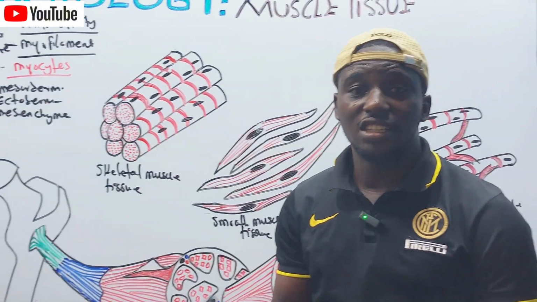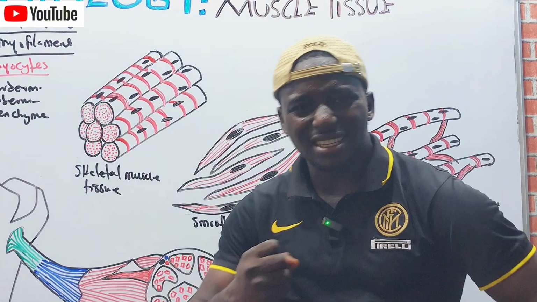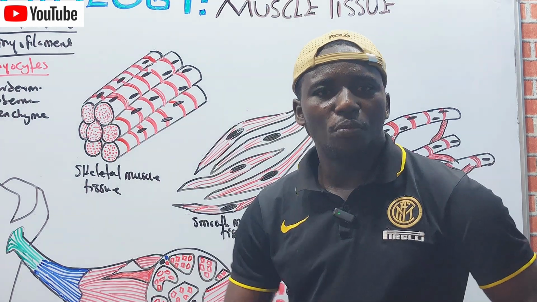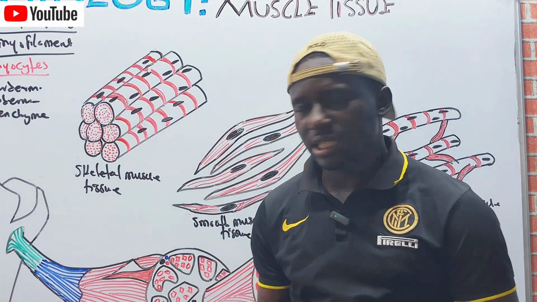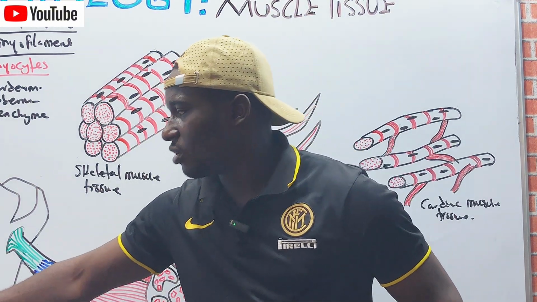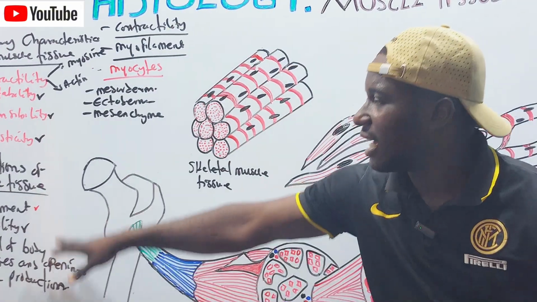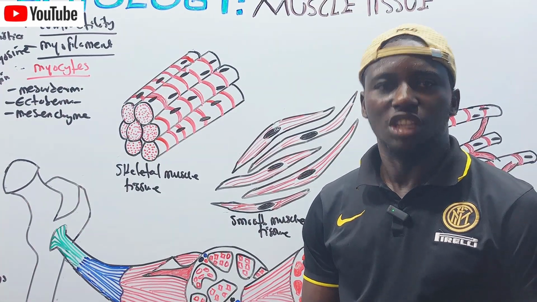Now, in respect to heat production, yes, muscular contraction generates heat. That is why it aids in heat production. When you exercise very well, you discover that your body begins to produce heat, which also tends to produce sweat. So continuous muscular contraction generates heat. These are the functions of the muscle tissue.